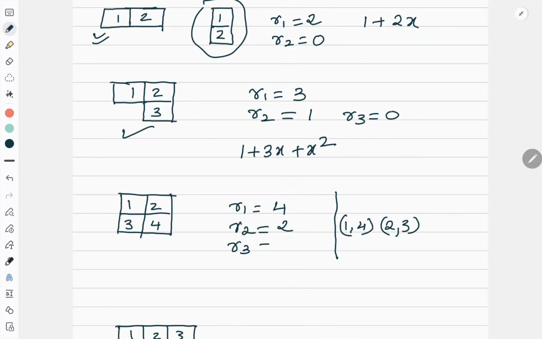Right, now come to R3. Can I make 3 pawns sit in this board? No, because at least one will be captured. So R3 will be 0. So what will be the answer here? R(C,x) is equal to 1 plus R1x plus R2x square. So this is the answer.